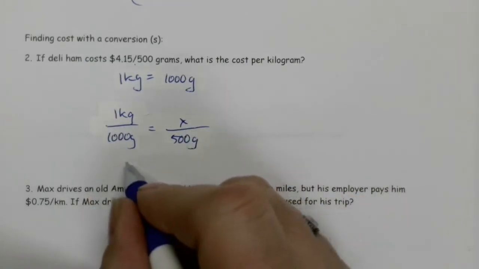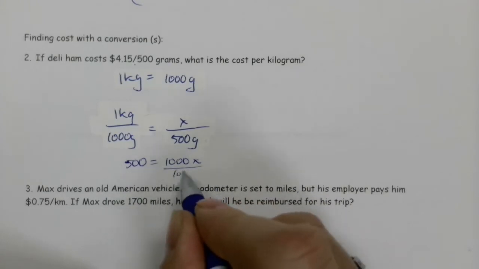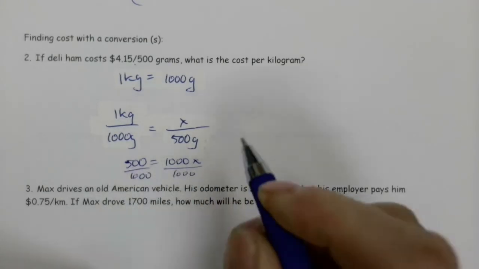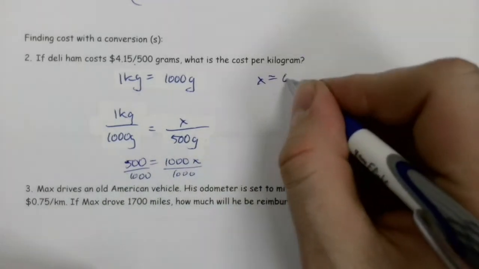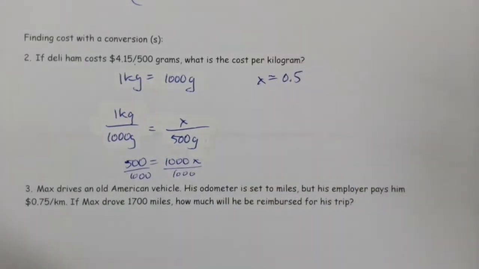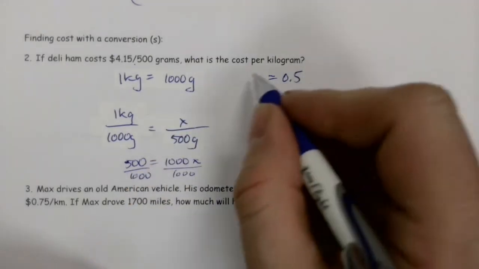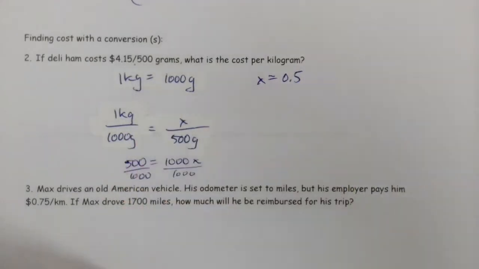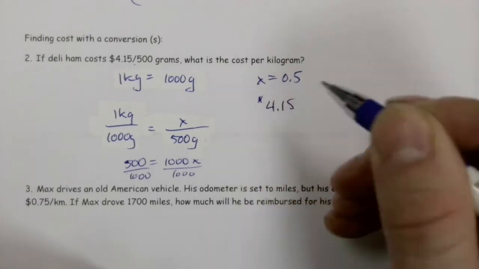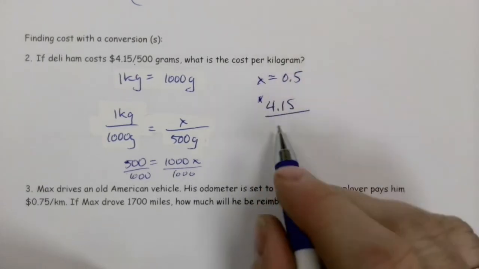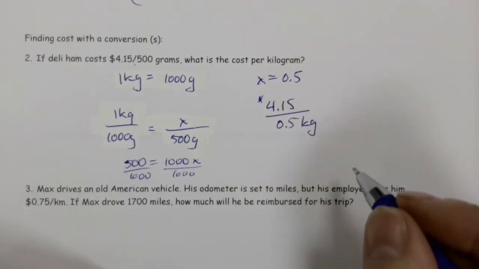So I'm going to cross multiply, and I'm going to get 500 equals 1,000 times x. If I divide both sides by 1,000, I get that x is equal to 500 divided by 1,000, which is 0.5. Basically, I've got half of a kilogram. So I've just converted 500 grams into kilograms. So $4.15 per 500 grams is the same as $4.15 per 0.5 kilograms.